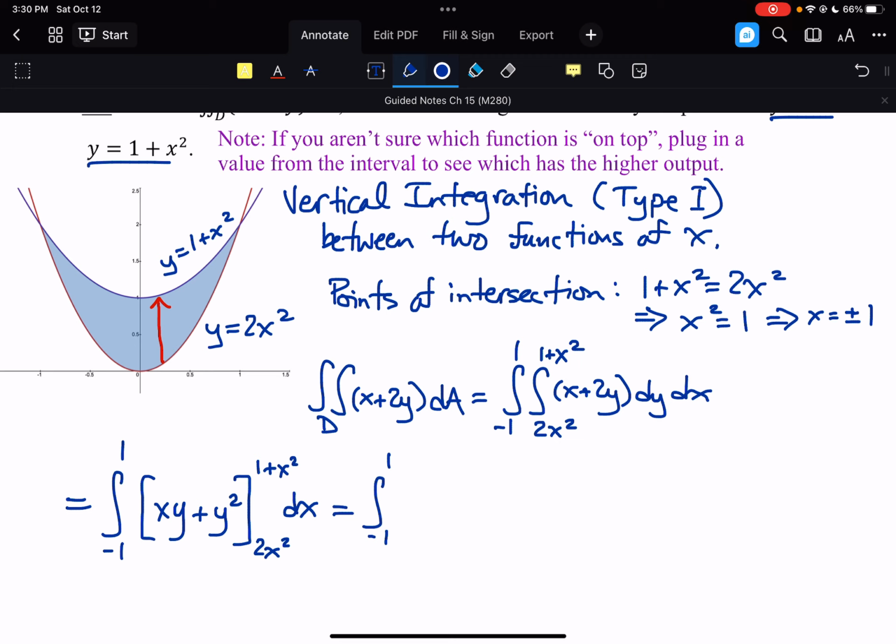So from here, we would substitute in the 1 plus x squared for all of the y's right there. So that would give us x times 1 plus x squared plus 1 plus x squared, squared. And then we would substitute in 2x squared into both of those as well. I'm just going to skip over that algebra and cut to the chase here. We get negative 3x to the fourth minus x cubed plus 2x squared plus x plus 1 dx.